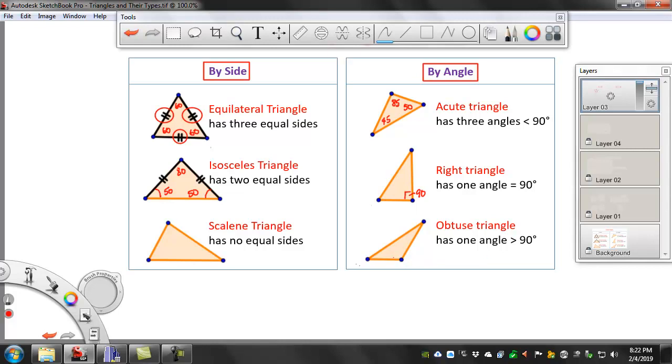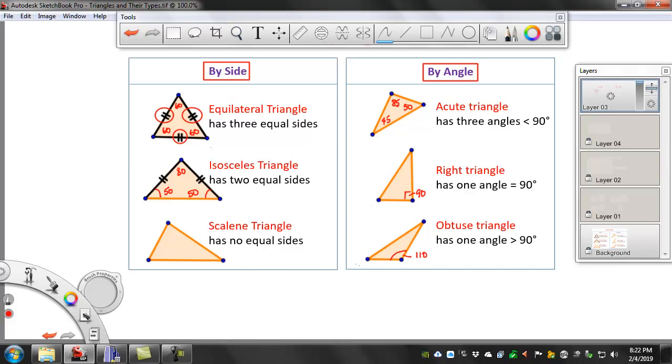And an obtuse triangle has that big open angle right there. It has to be bigger than 90. So like 110, and these other two angles can be anything that they need to be. Okay, so those are categorizing triangles by side and by angle.